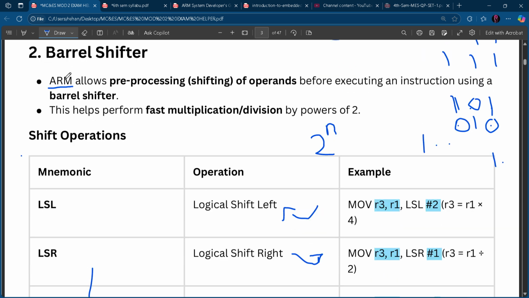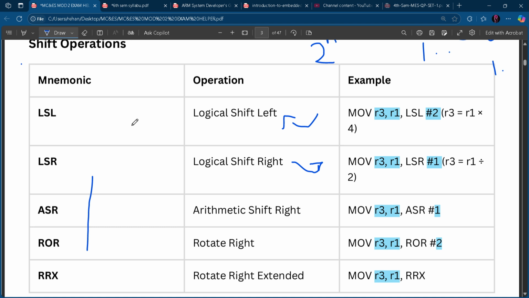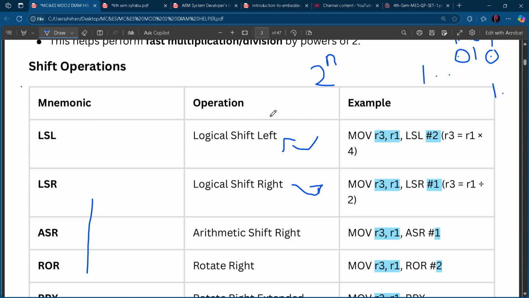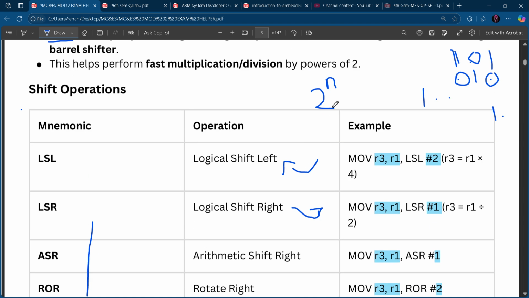Barrel shift. Just read this, I'm not going to read it again. I will just explain what happens here. For logical left shift, you have 2 to the power of n. Whatever number you give with the LSL, that value will be applied here. So logical left shift is like multiplication. Logical shift right is for division. So see, move R3 comma R1 LSL 2: R3 is equal to R1 into 2 to the power of 2, which is 4. In the same way, R3 comma R1 LSR 1: R3 is equal to R1 divided by 2.